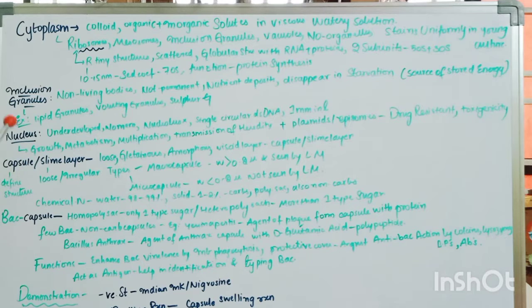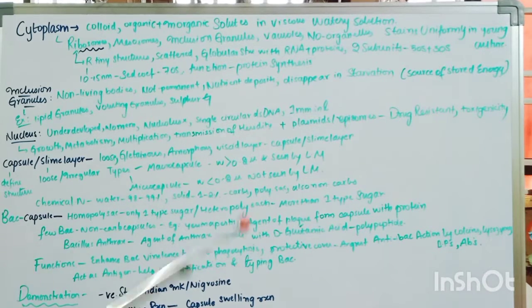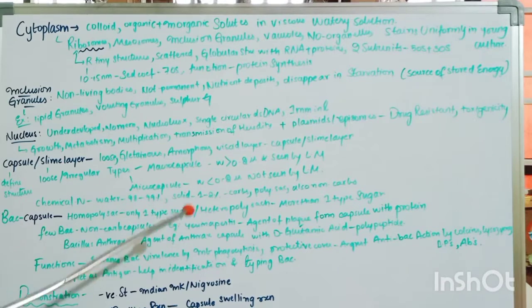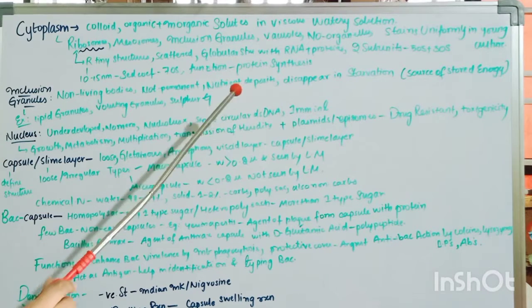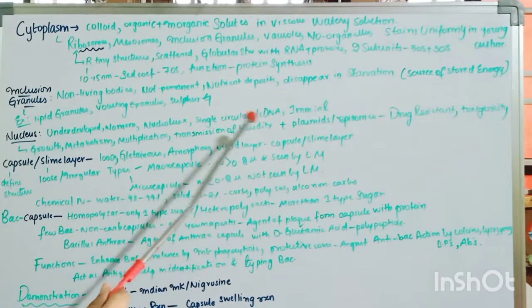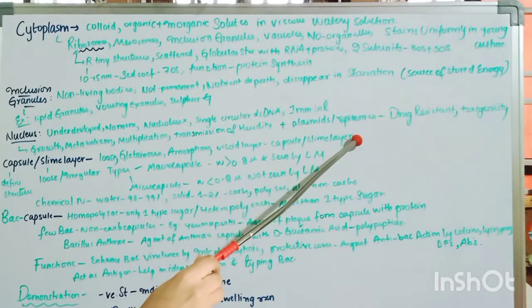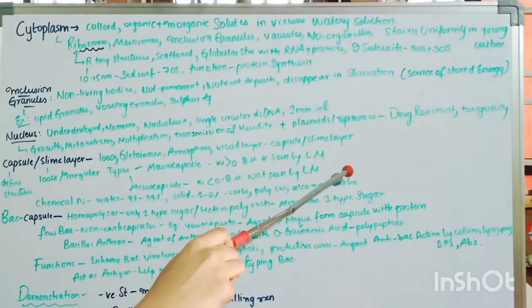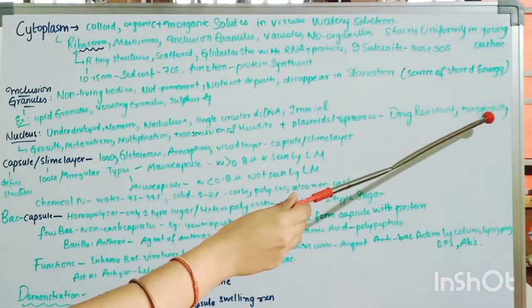Next, the nucleus. The nucleus is underdeveloped as bacteria are prokaryotes, so there is no nuclear membrane and no nucleolus, only a single circular double-stranded DNA, which is 1 millimeter in length. The nucleus functions in growth, metabolism, multiplication and transmission of hereditary characters. Sometimes the nucleus may also carry a plasmid or episome, which makes the bacteria drug resistant and also leads to toxigenicity.